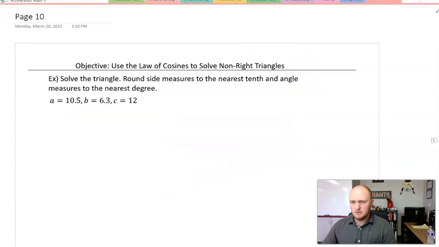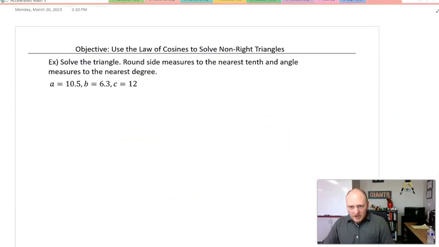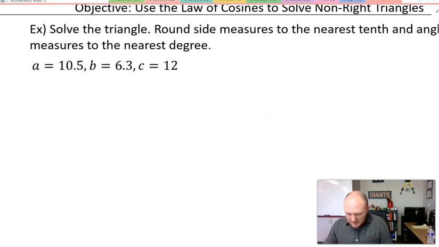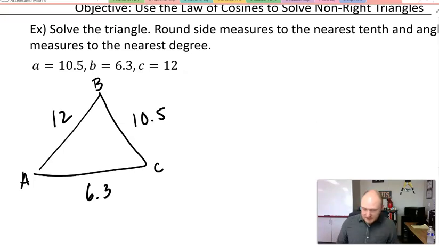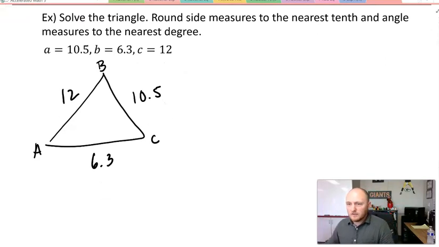All right, here is the next example, and here again, they don't give us a triangle, so let's go ahead and draw a triangle ABC. They say A is 10.5, B is 6.3, and C is 12. How do I go ahead and find all of this information?